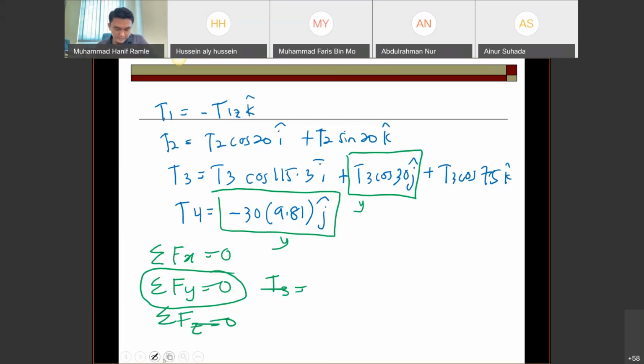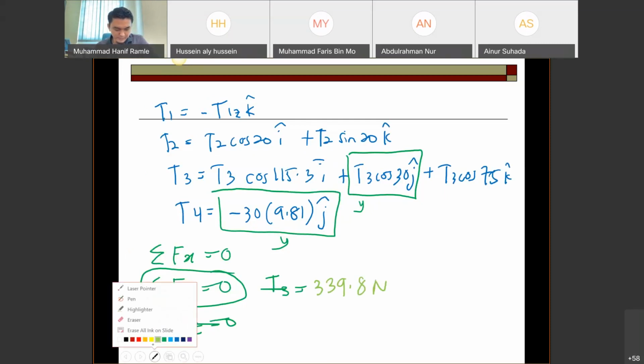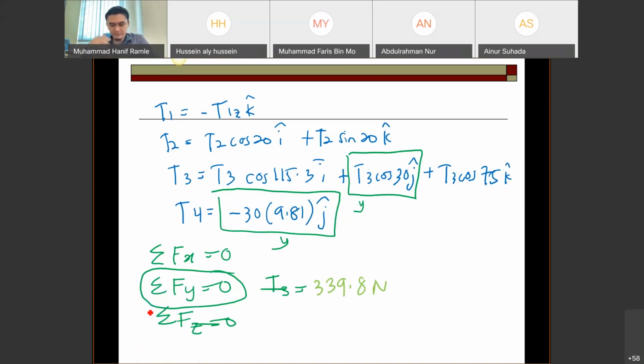Yes, the answer is 339.8 Newton. Correct. So what's next? We can find the resultant for T3, but to reduce the time, no need to find the resultant, just use T3.